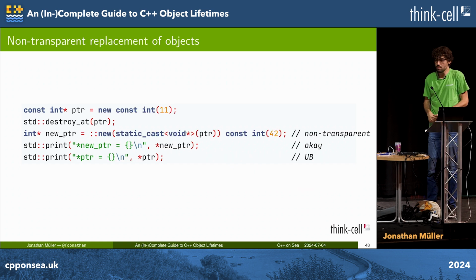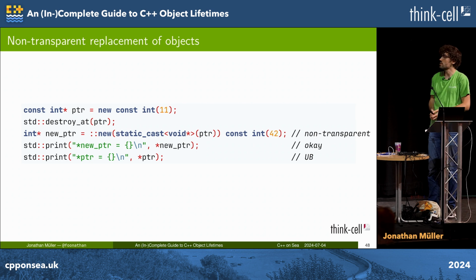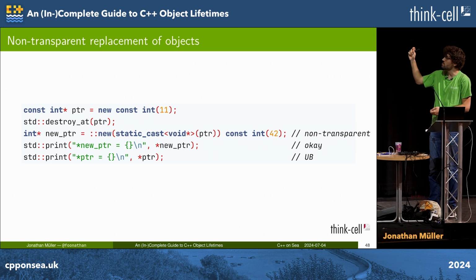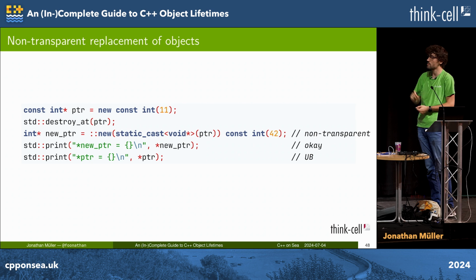Now let's get back to the example where we transparently replace a constant. It has to be on the heap because remember, const is const unless it's on the heap. So we can do a non-transparent replacement here, which means that we have to use the new pointer that we get from placement new and not the old one. If we use the old one, that is undefined behavior because we have non-transparent replacement.